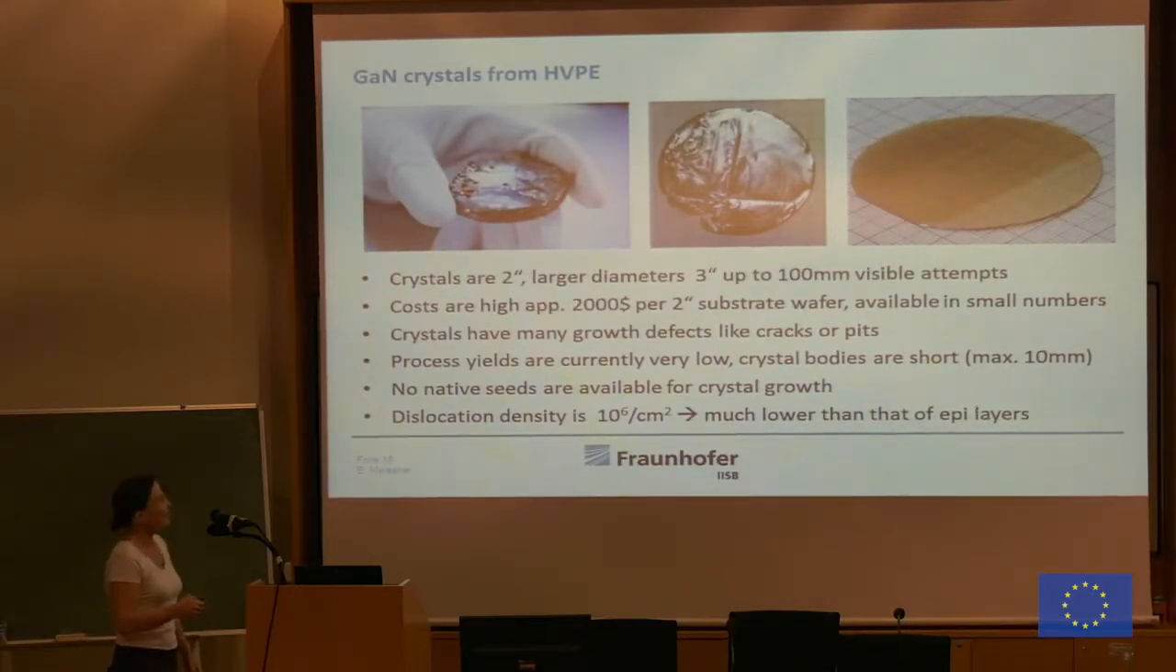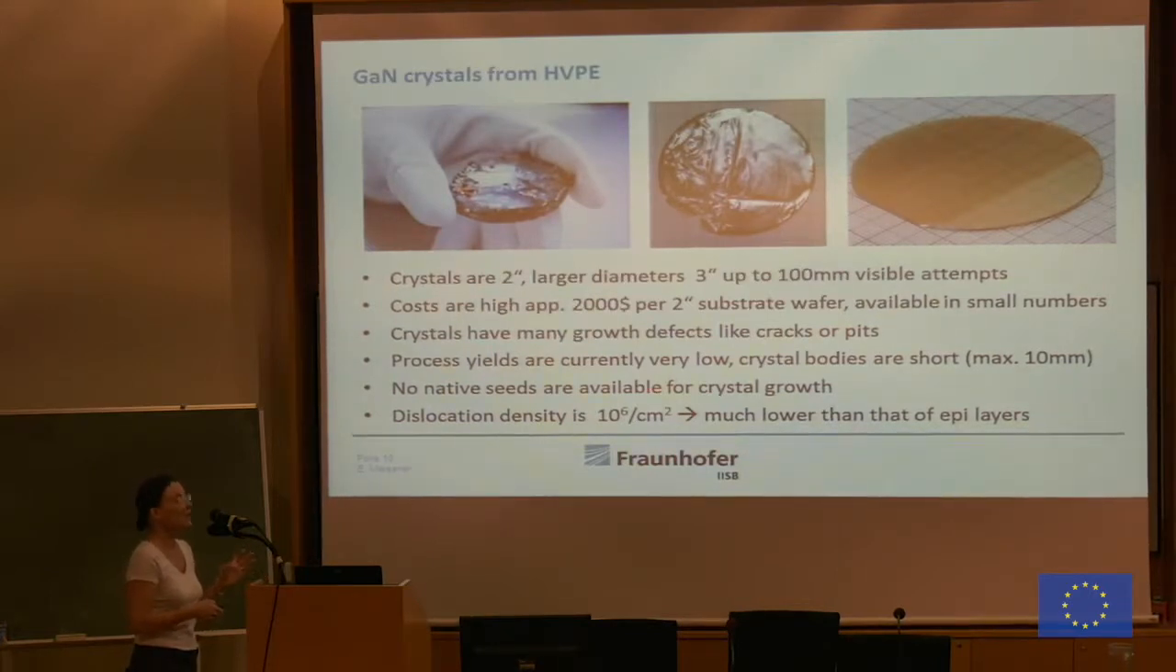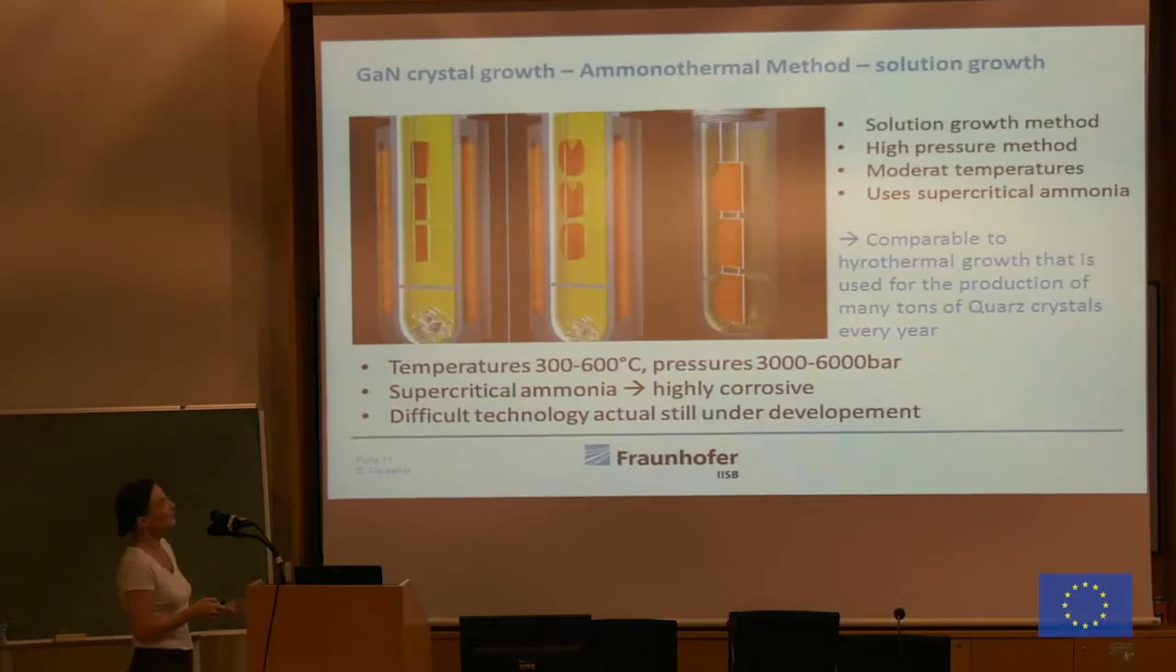There are no native seeds available for the crystal growth, but there are some wafers, small numbers of them, available for other things that can be tried, but the costs are quite high, like $2,000 per 2-inch substrate. The dislocation density, however, is like 10 to the 6. It's much smaller than what you can attain in an epitaxial layer. If you have an epitaxial layer in hetero-epitaxy systems, you talk about dislocation density like 10 to the 8 or 10 to the 9. So you have 2 or 3 orders of magnitude lower, and this is actually what it's good for, and this is what we should aim for.